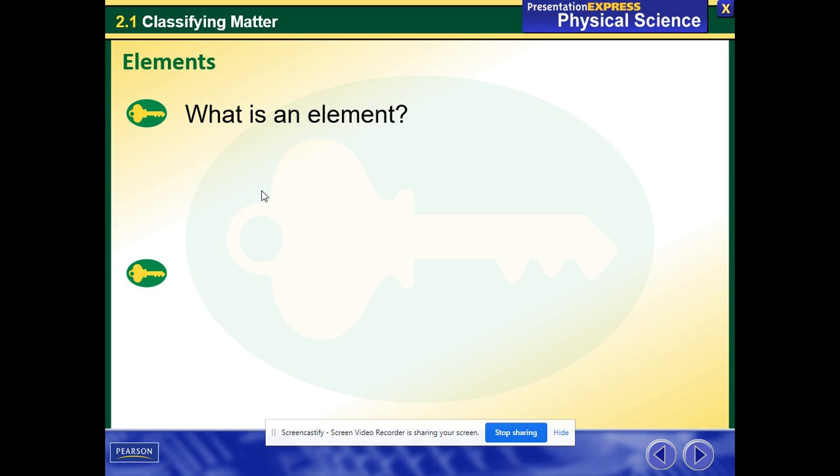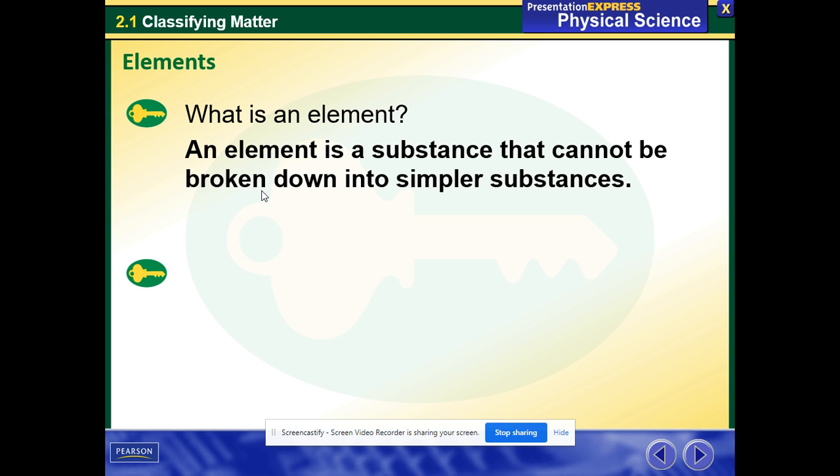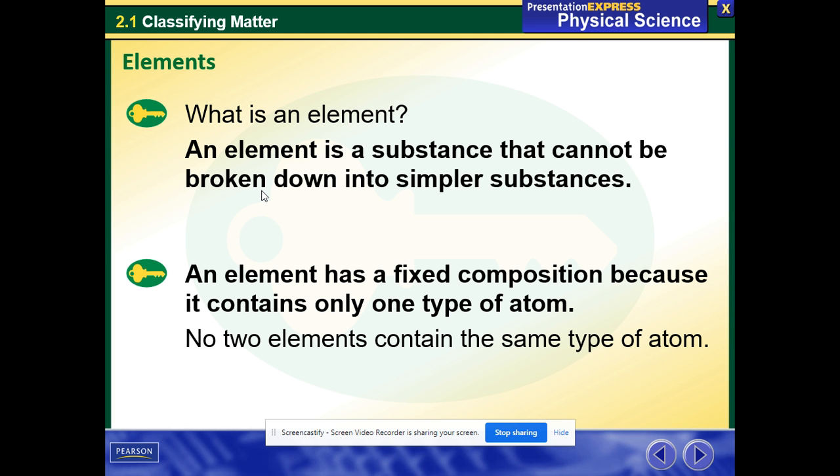Let's begin with elements. What is an element? An element is a substance that cannot be broken down into simpler substances, which means it's the smallest that it's going to get until you get down to subatomic particles. An element has a fixed composition, and the reason for this is because it only contains one type of atom, and no two elements contain the same type of atom. For example, if we were talking about hydrogen, it is only made up of H atoms or hydrogen atoms. Iron is only going to be made up of iron atoms.